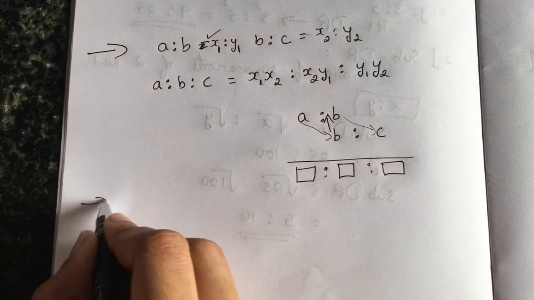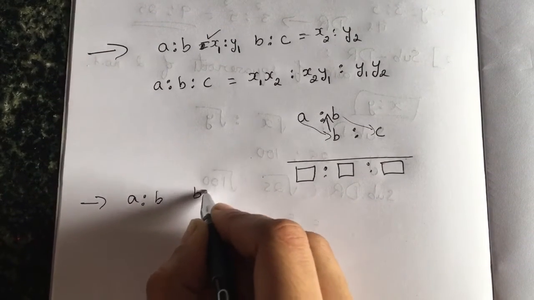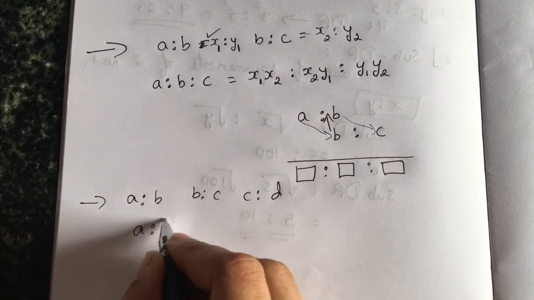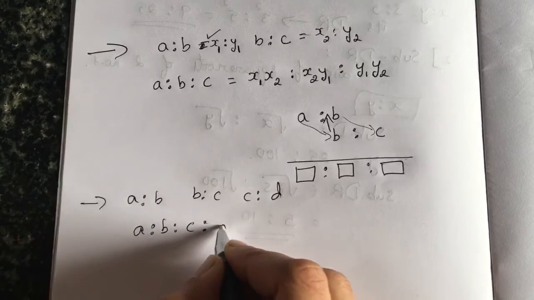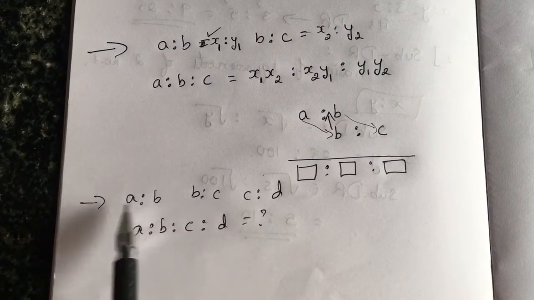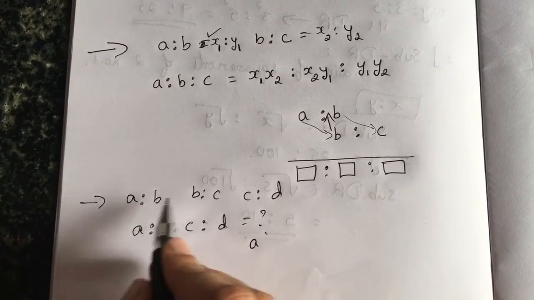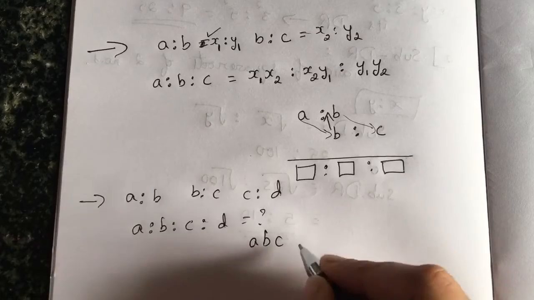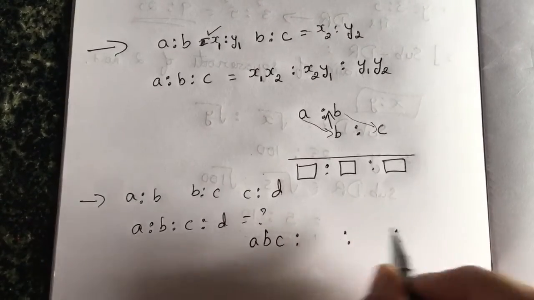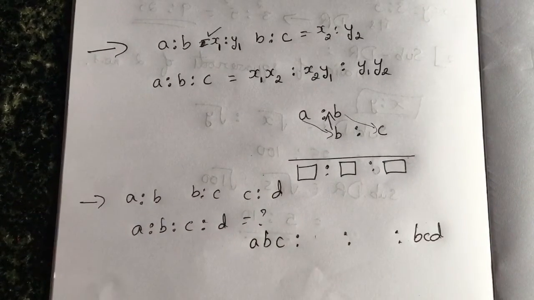Suppose three ratios are given, like A is to B, B is to C, and C is to D, and you are asked to calculate A is to B is to C is to D. You just go for multiplying. First, A, B, C product. It's very easy to write: you keep these two as they are, and the third one is B, C, D. It's very easy to remember.